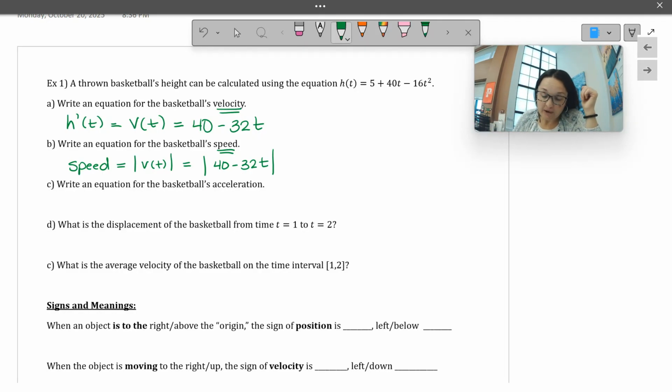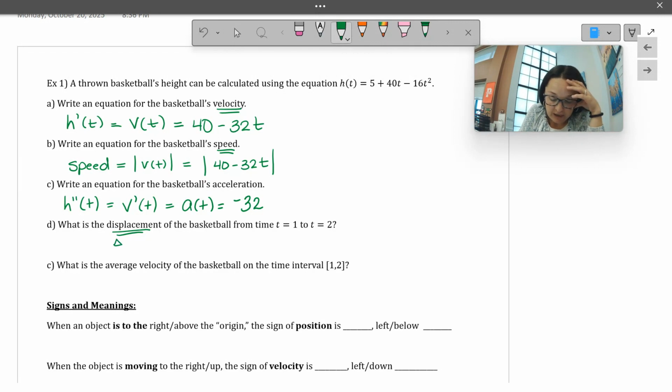Write an equation for the basketball's acceleration. Well, acceleration is the second derivative of position, which is the first derivative of velocity. And the derivative of 40 minus 32t is negative 32. And so now I have my equations, and then it says what's the displacement of the basketball. So displacement is your change in position. So I want my change in position from t equals 1 to t equals 2.